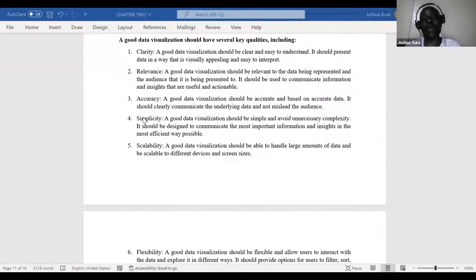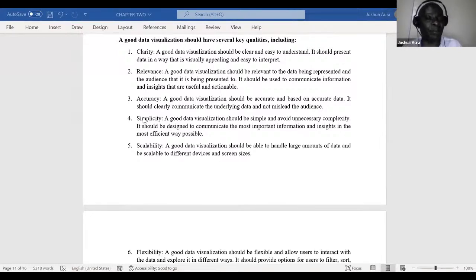So the number two quality of good visualizations is that they must be relevant. I'll be asking a question regarding this in a few minutes. Ladies and gentlemen, accuracy, of course: we don't want to present anything that is inaccurate.